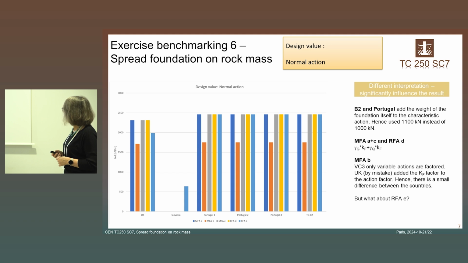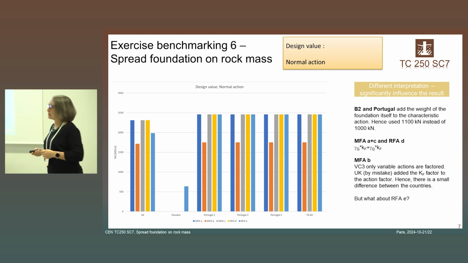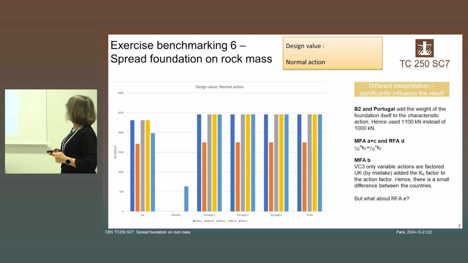Another one, the normal action. TDB2 and Portugal add the weight of the foundation itself to the characteristic actions. Hence, they had 1100 kilonewton instead of 1000 kilonewton. But that is not done by the UK. And that's also important to think about, coming back to the geotechnical problem we have. Of course, there is a weight of the foundation itself. So is it really relevant to neglect it?